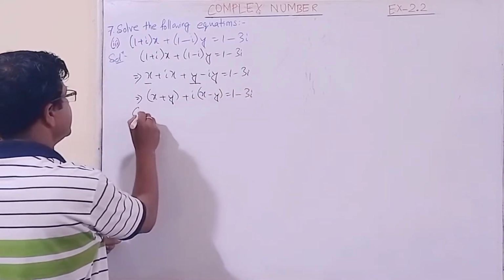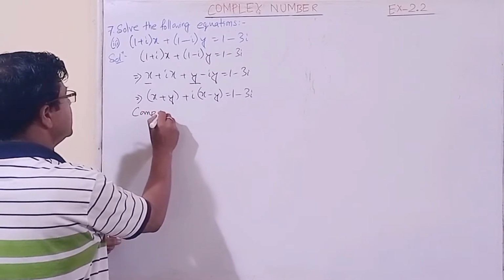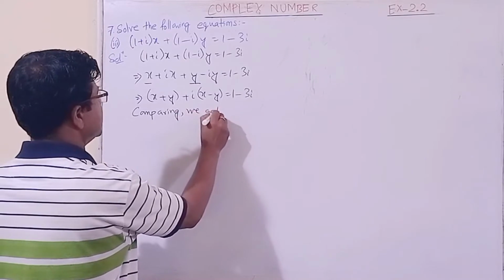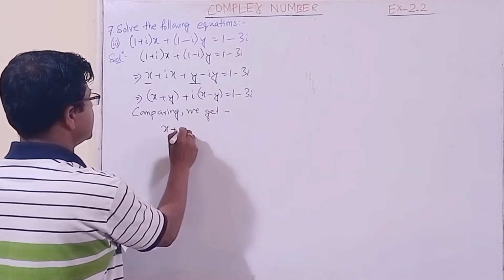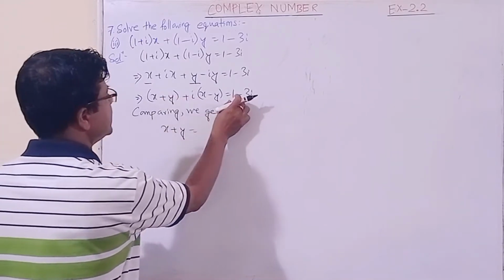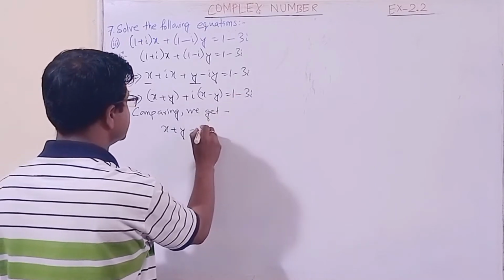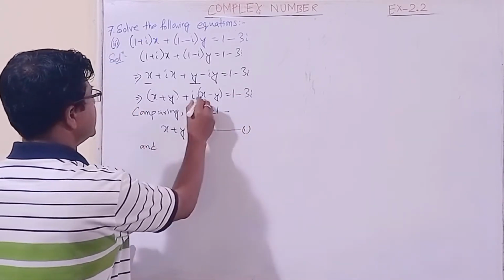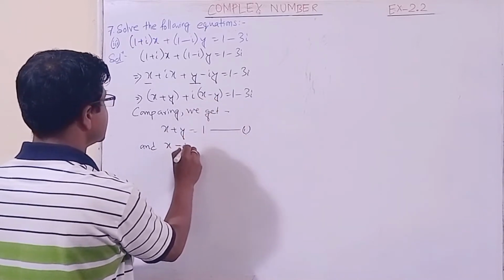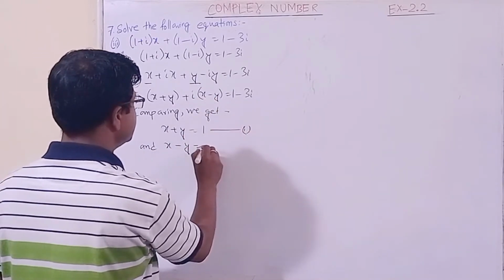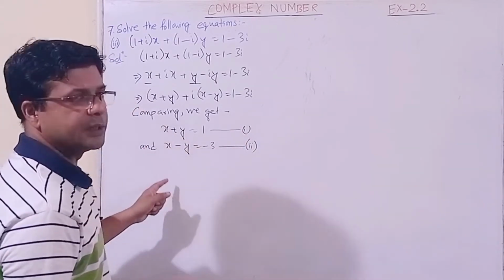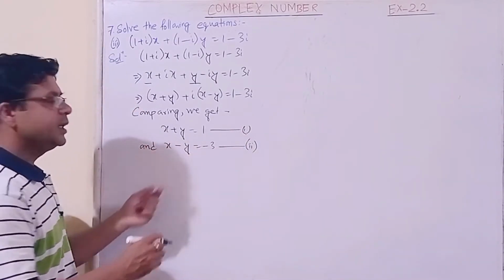So let us compare now. All are very simple sums. Comparing, we get x plus y, real part equal to real part. Here the real part is 1. So this is equation 1. And the imaginary part: x minus y equal to minus 3. You see their coefficients are the same, so either we can add them or we can subtract.